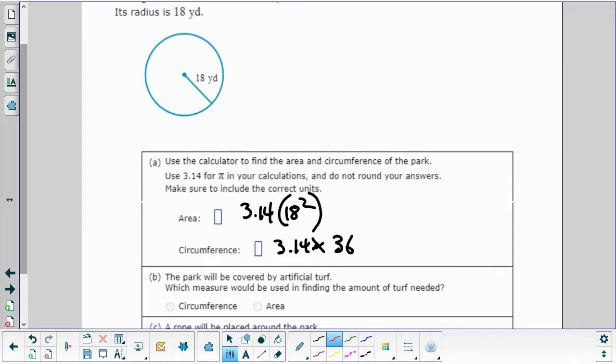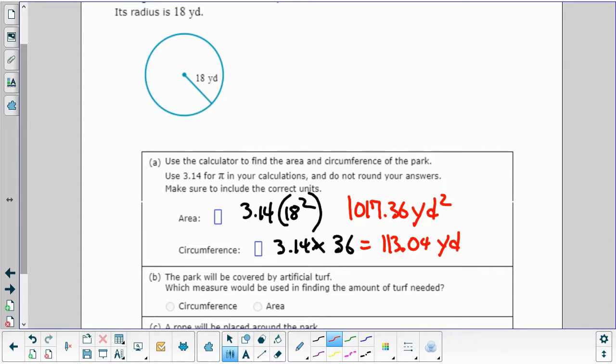So when we calculate these out, 3.14 times 18 squared, and 18 squared is just 18 times 18. That's going to give us 1017.36, and our units were yards, so yards squared. Then for our circumference, it's going to be 3.14 times 36. And 3.14 times 36 is 113.04. And it's just the distance around the outside edge, so that's just yards.